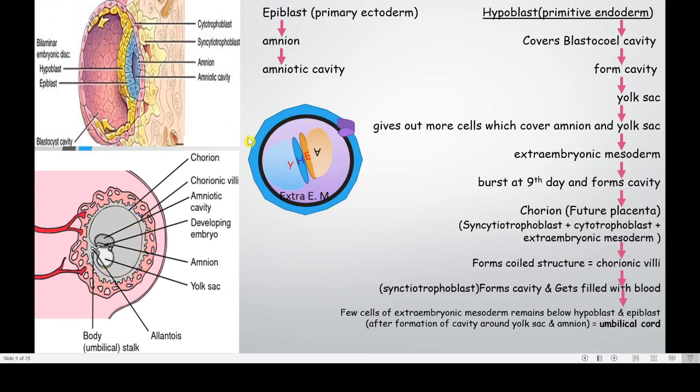Now this extra embryonic mesoderm will again form a cavity, but a few cells of this will remain as they are at the periphery, which together with the syncytiotrophoblast and cytotrophoblast will form the chorion, which will be the future placenta, and the few cells which remain as they are over here will form the umbilical cord. Okay, these are the changes that occur in the hypoblast or because of the hypoblast.